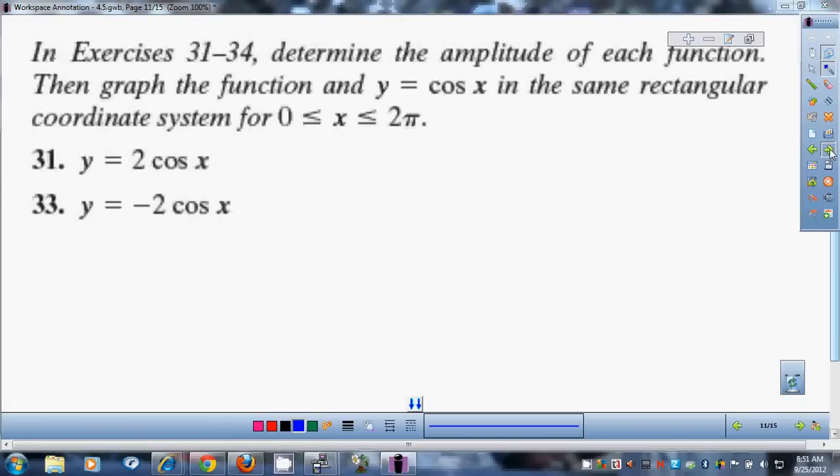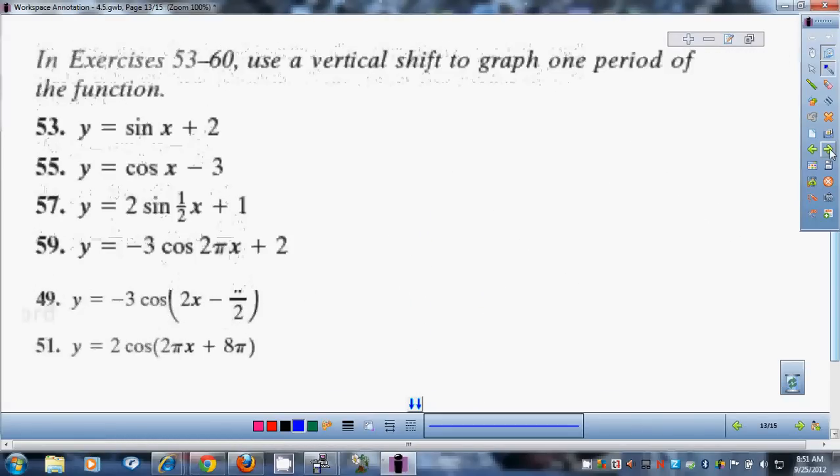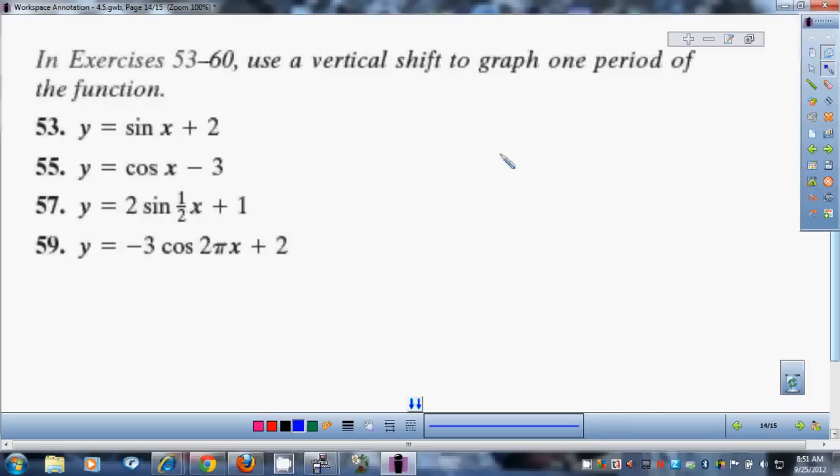Last thing was they just did the exact same thing with cosine. So we're just going to jump straight into one. All right. Now, what are my vertical shifts? What's my vertical shift here? Up 2, down 3, up 1, up 2.